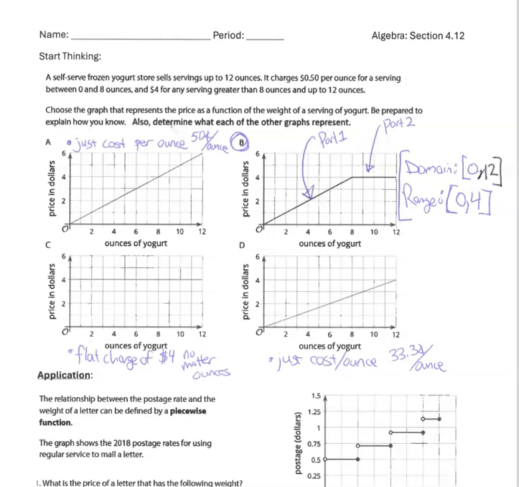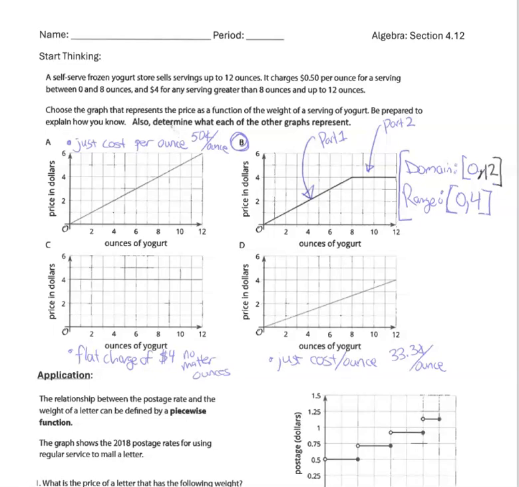All right, we are moving on to section 4.12. The start thinking part says a self-serve frozen yogurt store sells servings up to 12 ounces. It charges 50 cents per ounce for a serving between 0 and 8 ounces and $4 for any serving greater than 8 ounces up to 12 ounces. The students are supposed to look at these different graphs and figure out which one is going to model that situation. And then after they figure that out, they're supposed to figure out what the other graphs are actually saying.